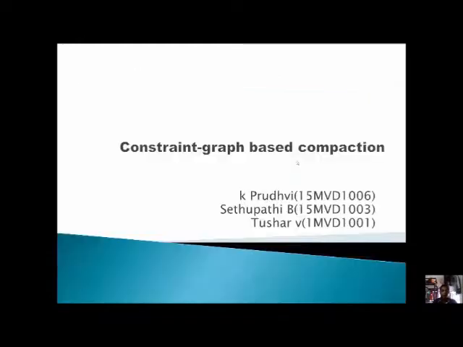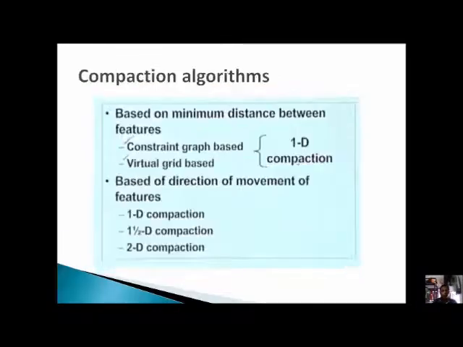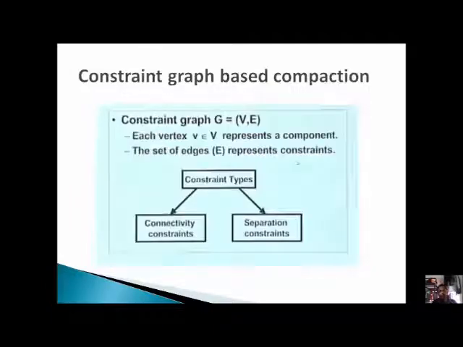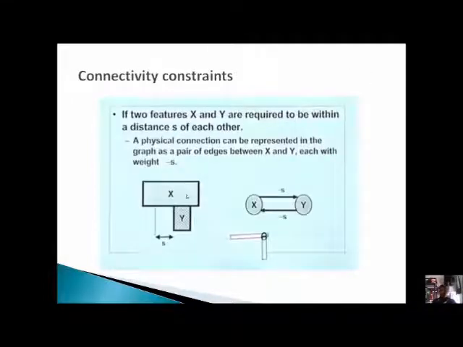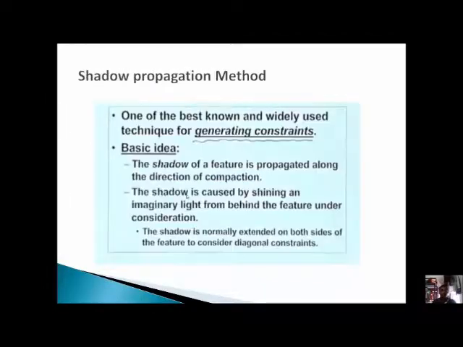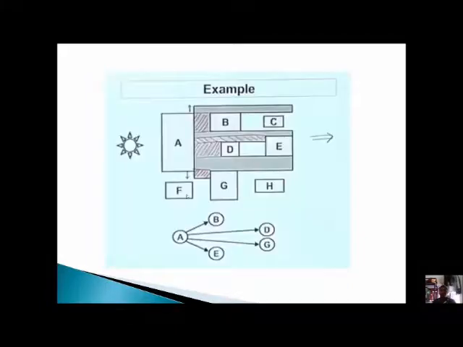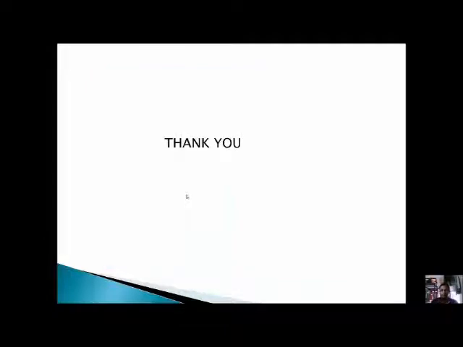I have introduced what layout compaction is, how the problem is formulated, and what the types of compaction algorithms are, and what the weights are in this graph, and how connectivity constraints and separation constraints are there, and one of the methods I have explained to you. From this I am concluding that we need some constraints for reducing the size of the layout. From that they developed some algorithms, and we can reduce the area. Thank you.